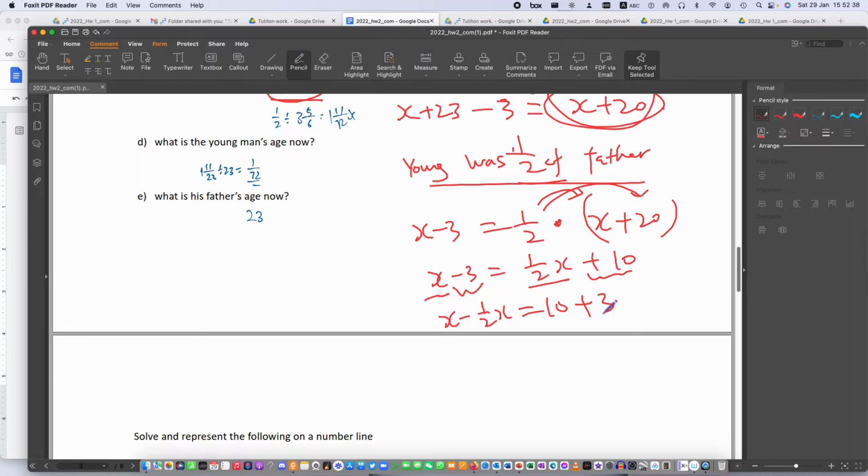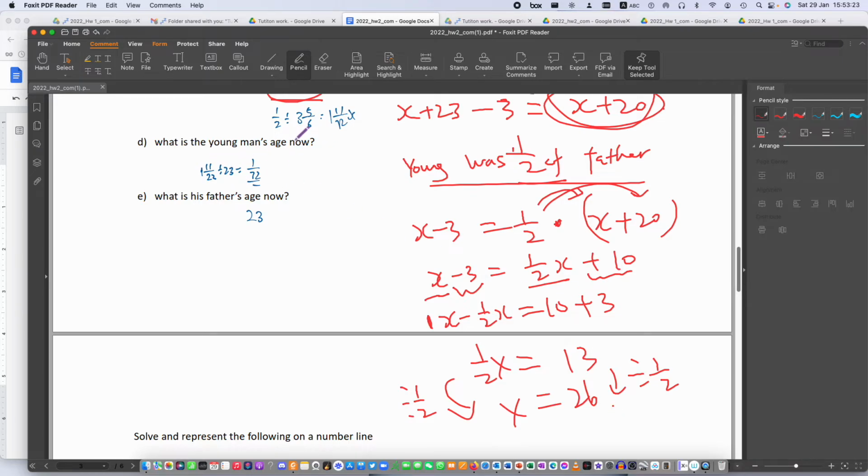So x minus half x, what do you get for the left-hand side? Negative? This is 1x, x means 1x. 1 minus 1 over 2. Okay, half x equals 13. Okay, good. Then how do you go to x? Divide by half. So you divide 13 by half, 26. Good. So x is 26.